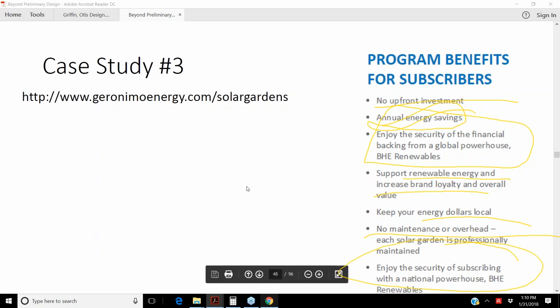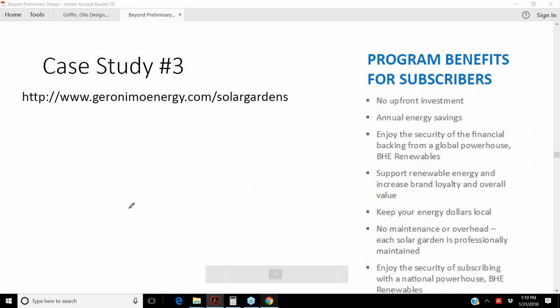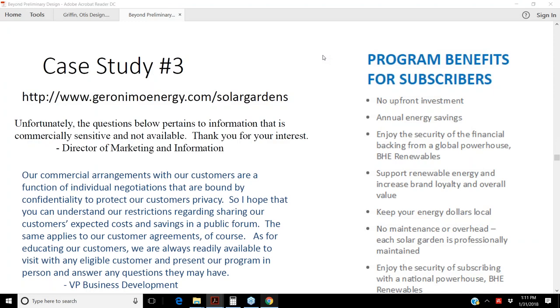So let's just think about that for a minute. They are saying that there's some annual energy savings, but they're also emphasizing some non-monetary benefits like brand loyalty. So Whole Foods might buy into the community solar project to say, we support local solar power. And they're emphasizing the localness as well. And the no maintenance is nice. But what was lacking was the actual dollars and cents. They're saying energy savings, but what does that actually mean? How profitable is the program for the participant?